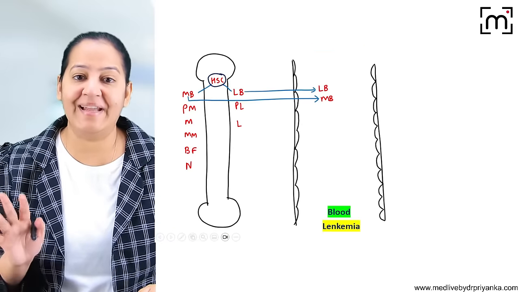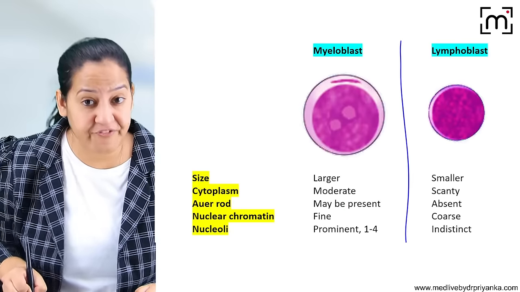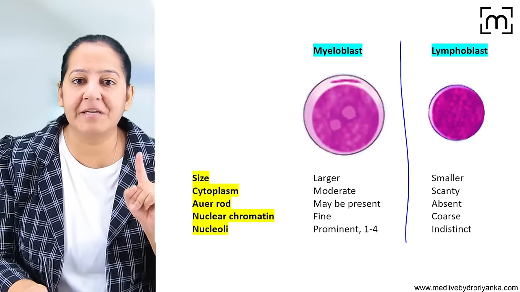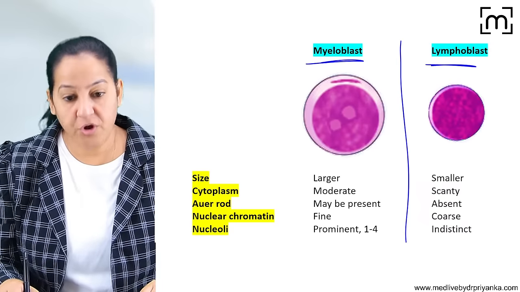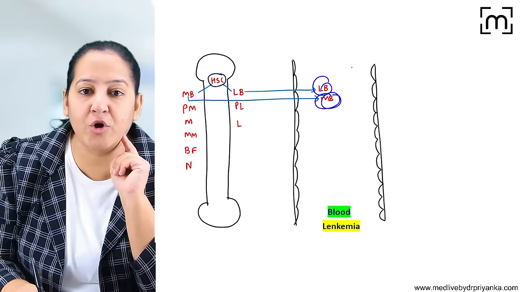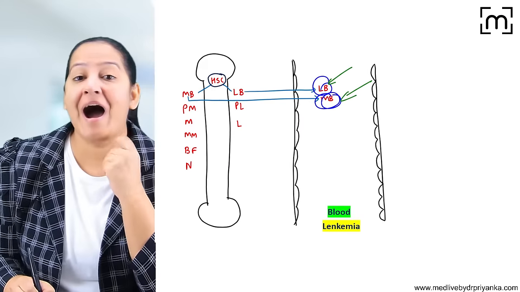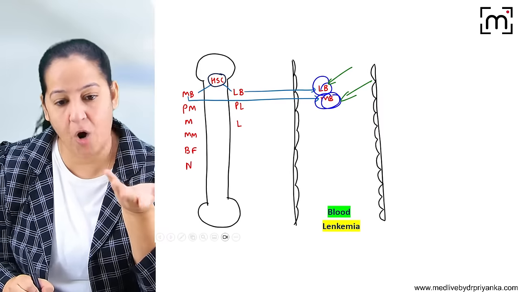So ultimately, the thing is, which blast is coming in the blood? You should be able to differentiate what is coming in the blood. Is it myeloblast or lymphoblast? Both of them look different. So you should be aware of the morphology. How does a myeloblast look and how does a lymphoblast look? You must be aware of that.